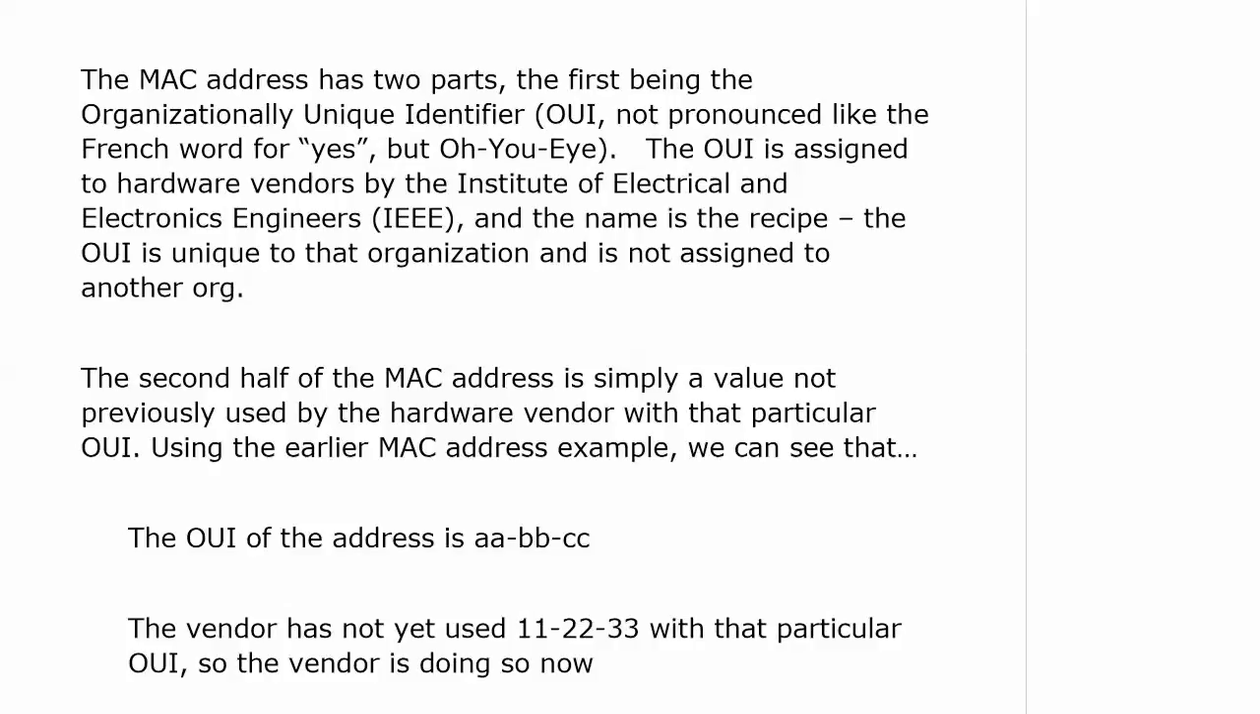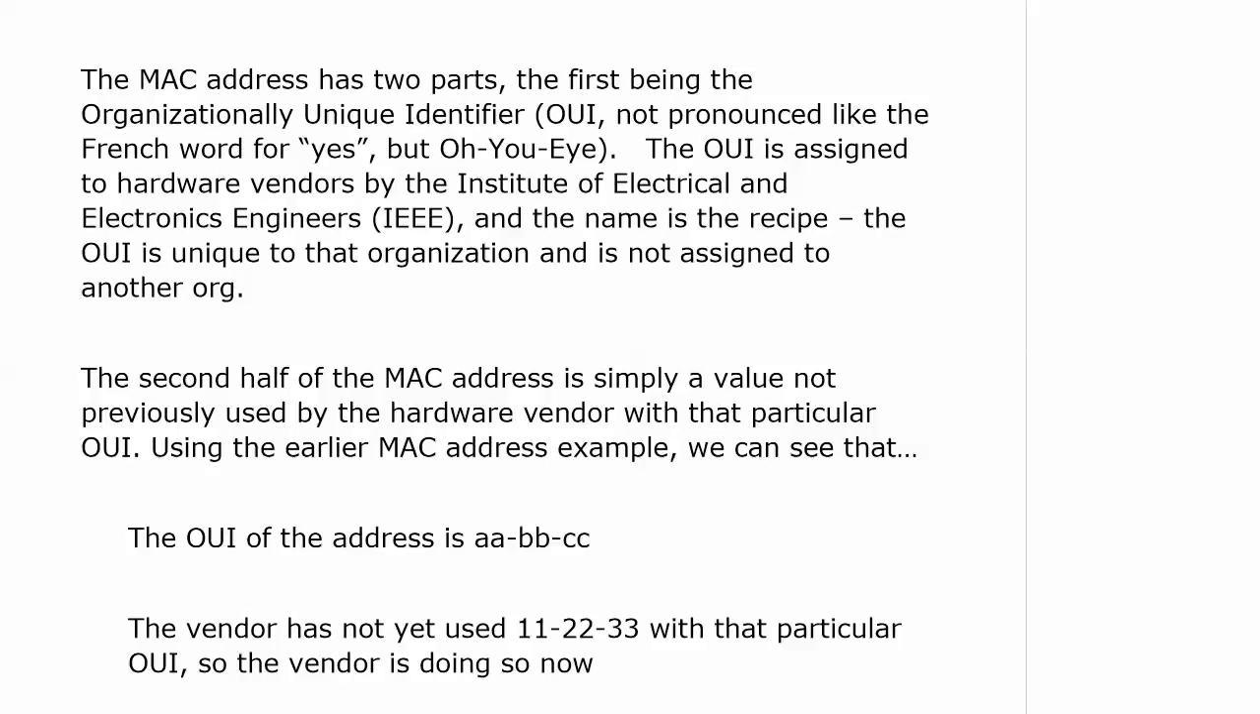Now let's talk about the 2 parts of the MAC address. This is what I wanted to mention to you now. The first part of this address is the Organizationally Unique Identifier, or OUI. Don't pronounce it "we." The OUI is assigned to hardware vendors by the Institute of Electrical and Electronics Engineers. And I think I used IEEE earlier and didn't mention what it stood for, so there it is now. The name is the recipe. The OUI is unique to that organization and is not assigned to another org.